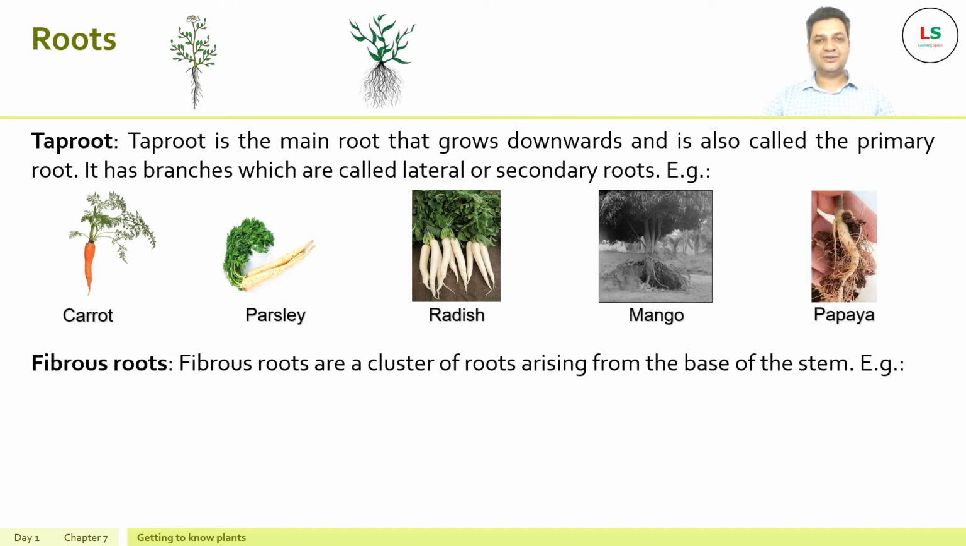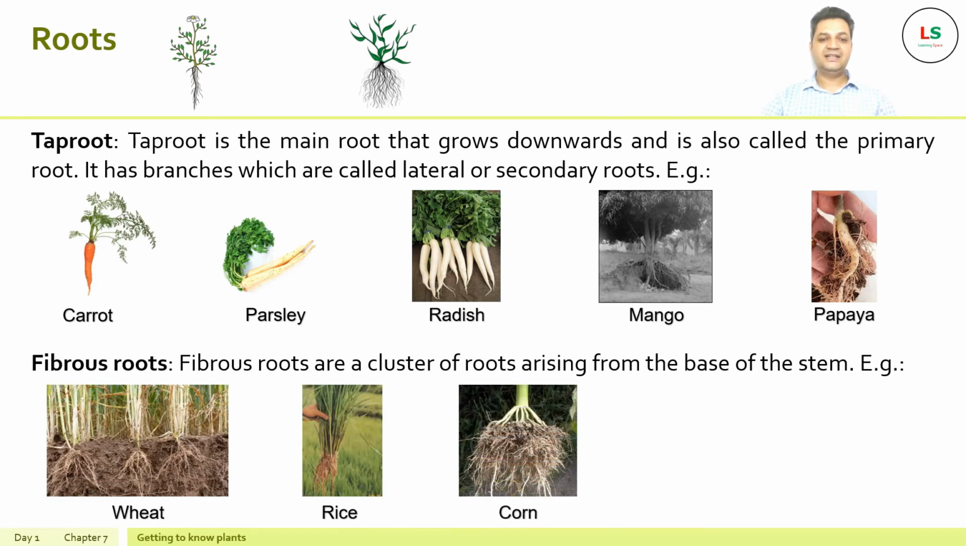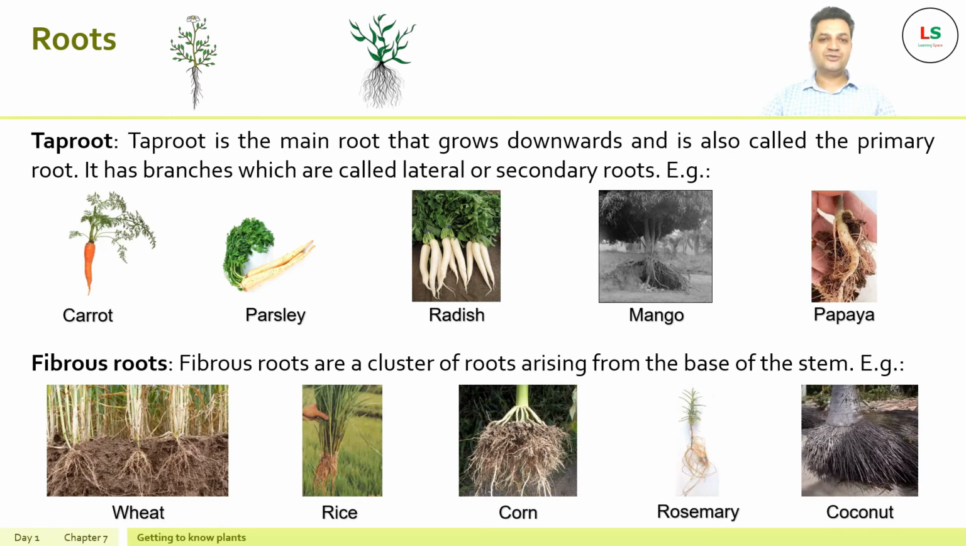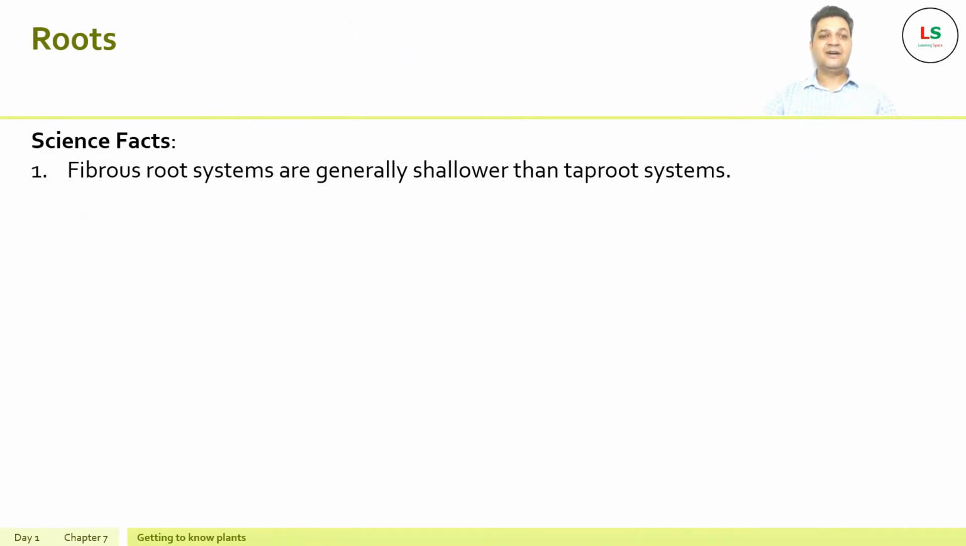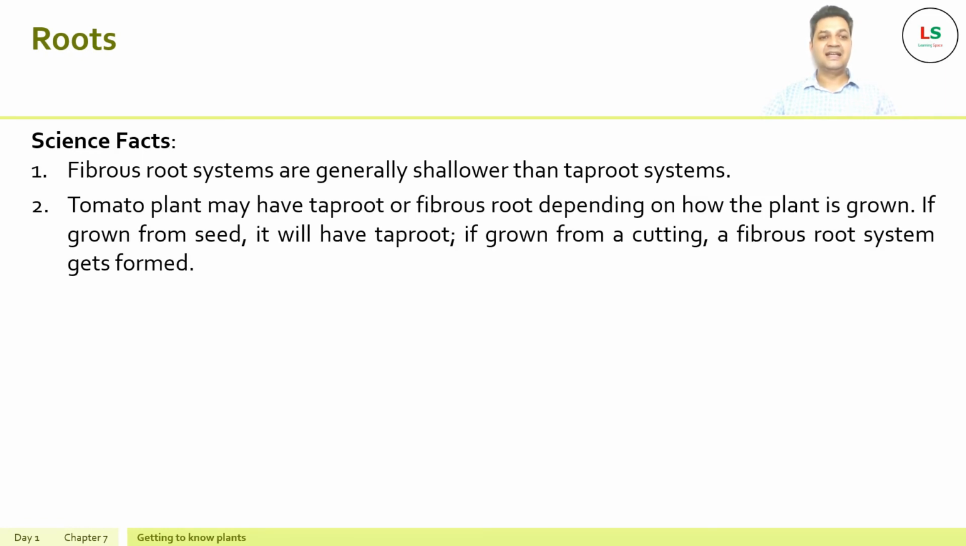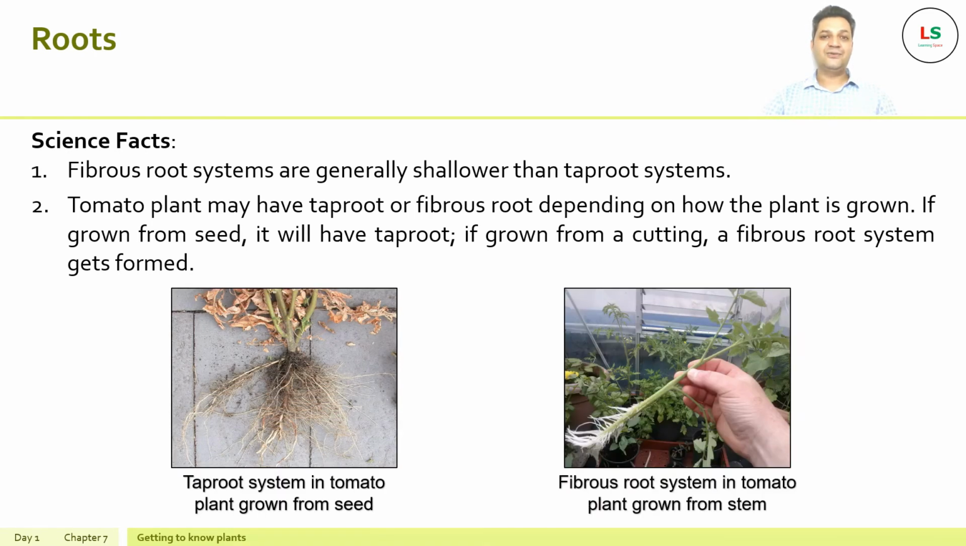Example: carrot, parsley, radish, mango and papaya. Fibrous roots are cluster of roots arising from the base of the stem. Example: wheat, rice, corn, rosemary and coconut. Now a few science facts. Fibrous root systems are generally shallower than taproot systems. Tomato plant may have taproot or fibrous root depending on how the plant is grown. If grown from seed, it will have taproot. If growing from a cutting, a fibrous root system gets formed.